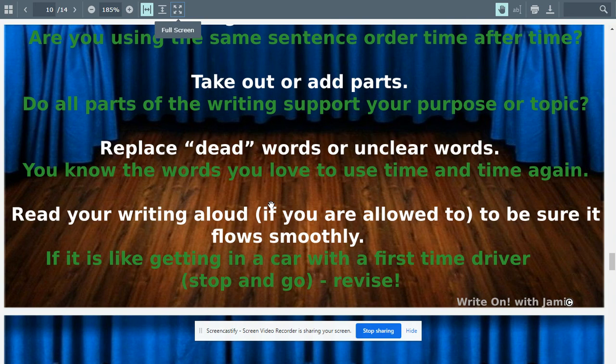All right, what should you do, if allowed, to make sure your writing flows smoothly? Read your writing out loud.